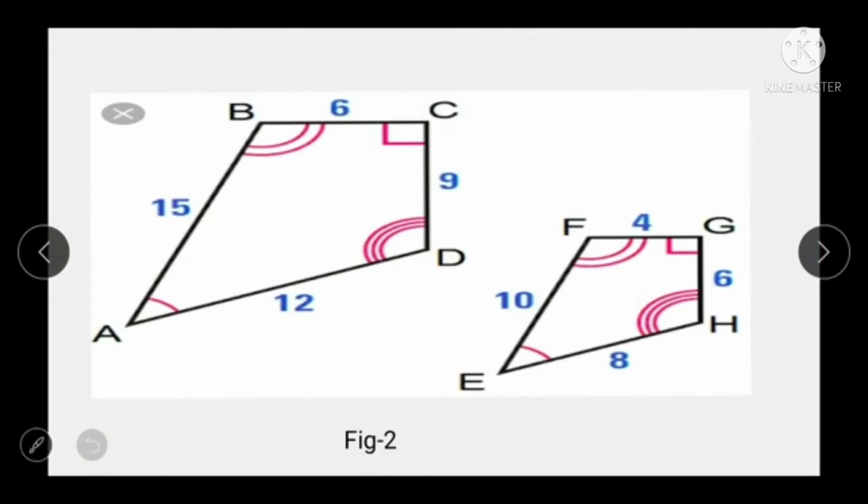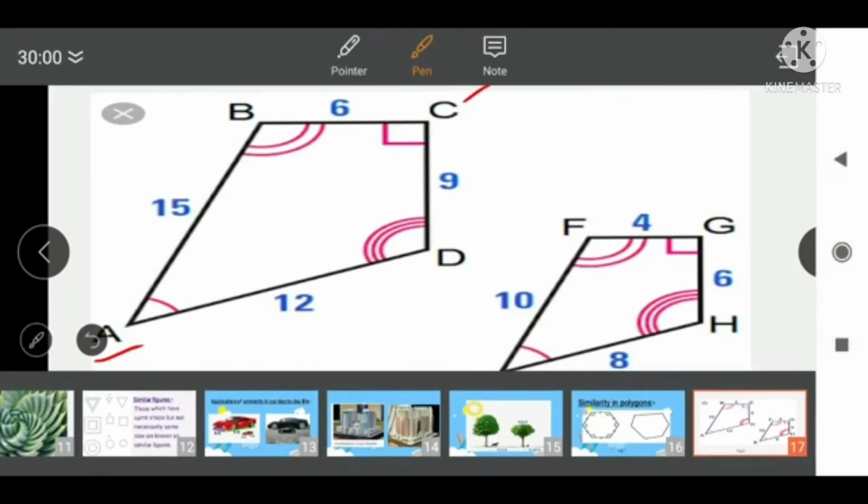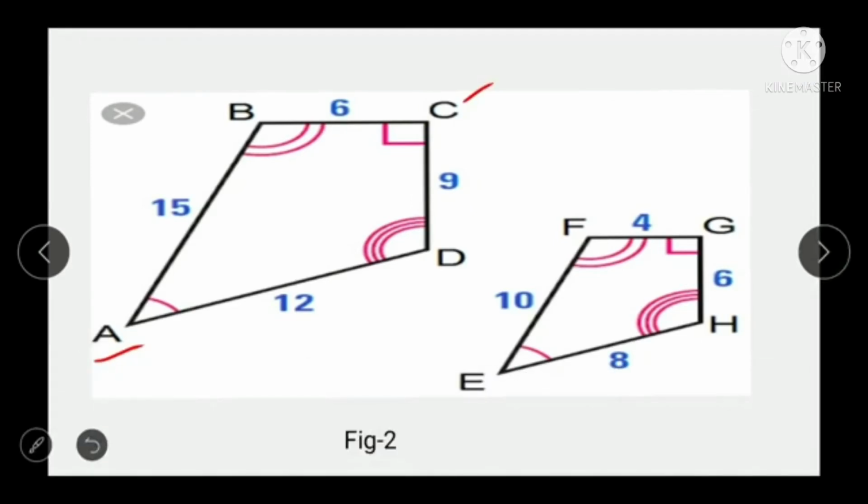These are two polygons with 4 sides, meaning quadrilaterals. Angles A, B, C and D of quadrilateral ABCD are equal to angles E, F, G and H of quadrilateral EFGH respectively. But what about the sides? Side AB is 15 and EF is 10. The ratio of 15 and 10 is 3:2.